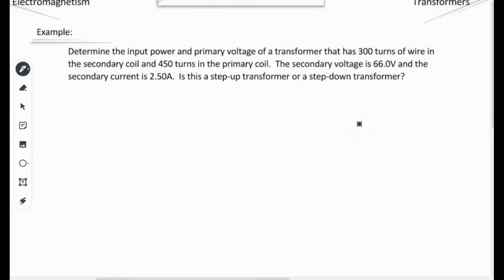All right, so let's try this example problem then with a transformer. This one says, determine the input power. So we want to know the input, so that's our primary power, and primary voltage, so we want to know Vp as well, of a transformer that has 300 turns of wire in the secondary coil. So that's Ns. That's how many turns are in the secondary. And 450 in the primary coil. So that's Np. The secondary voltage is 66 volts, so that's Vs. And the secondary current is 2.5 amps, so that is Is.